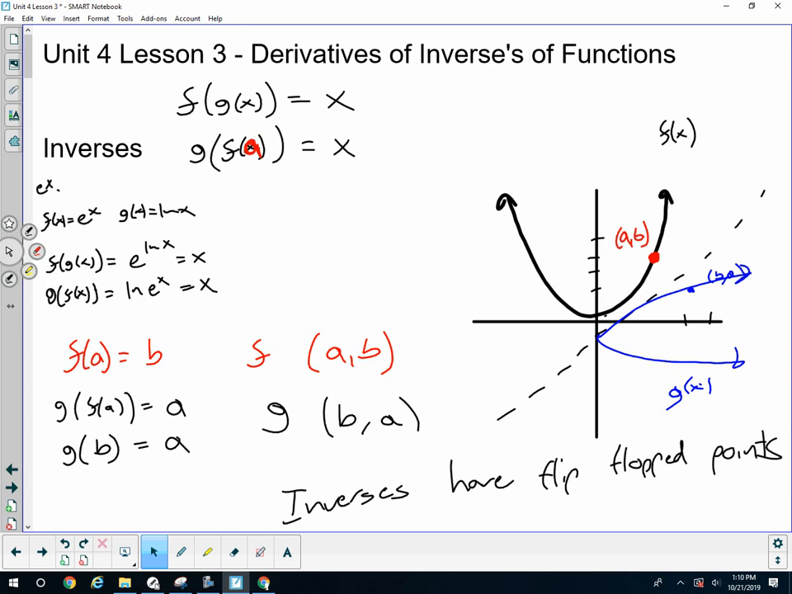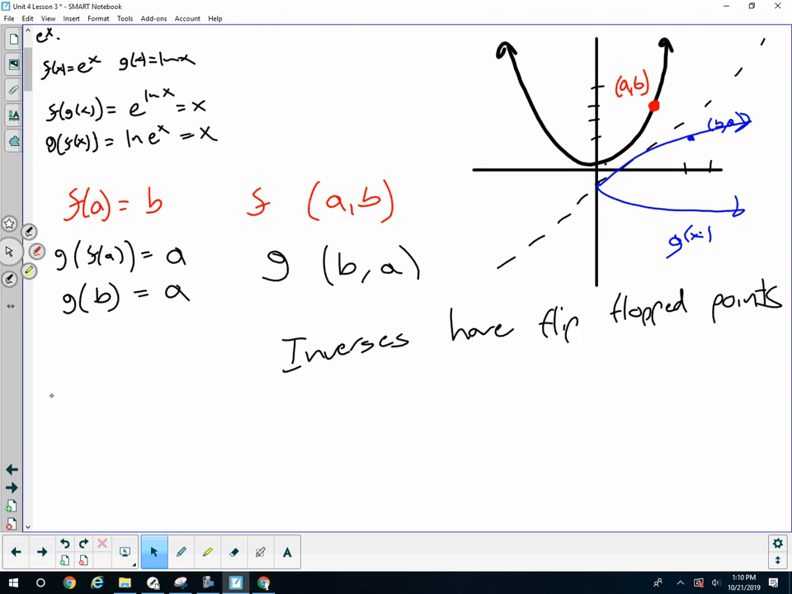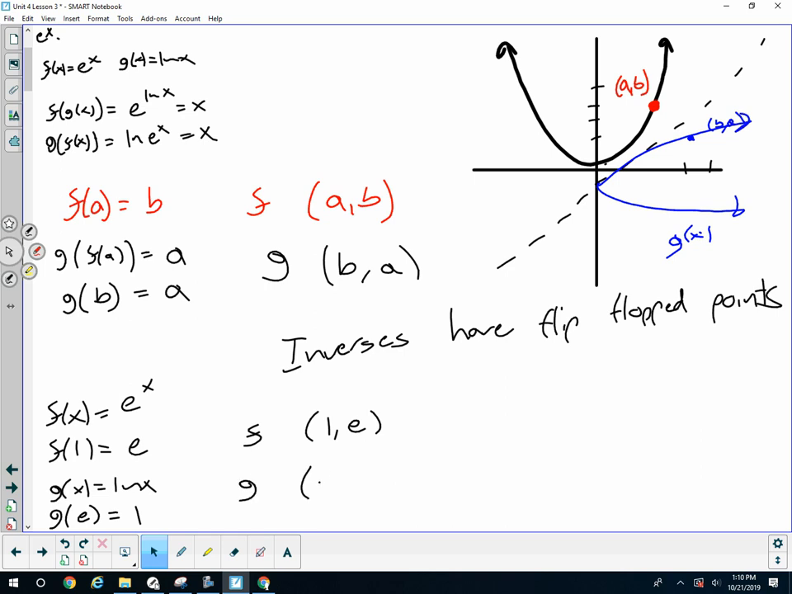We can do that really quick with e to the x and log x. Let's look at e to the x. F of 1 is e. So f's got the point 1, e. Well, g of x we know is log x. G of e is 1. Yeah, the log of e is just 1. So g's got the point e, 1.